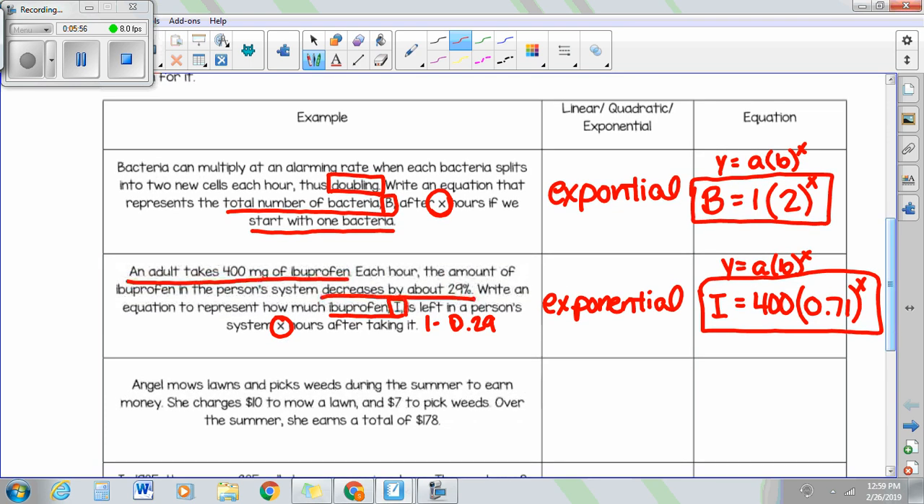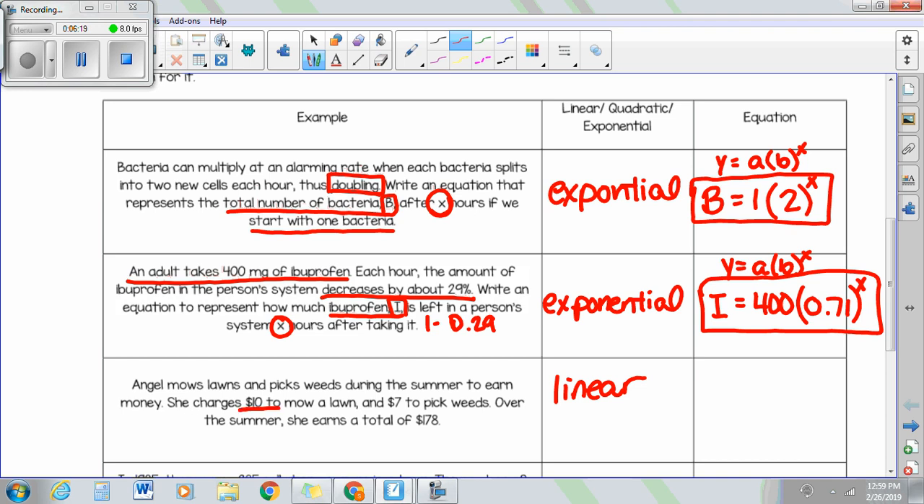The third question says, Angel mows lawns and picks weeds during the summer to earn money. She charges $10 to mow a lawn and $7 to pick weeds. Over the summer, she earns a total of $178. This one's a little bit strange. It is a linear equation because I'm adding and subtracting the same amount each time.